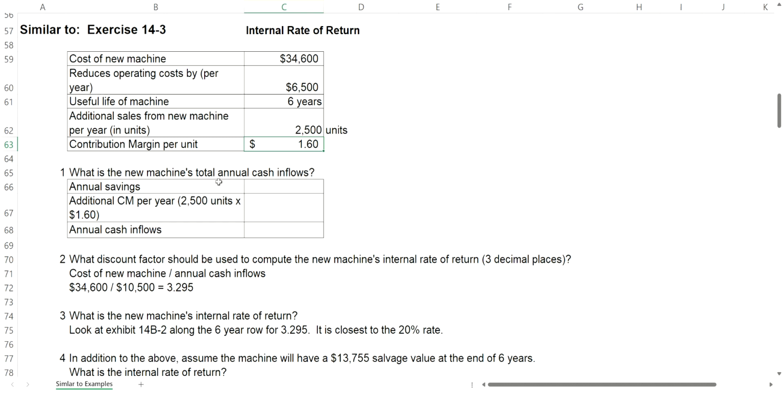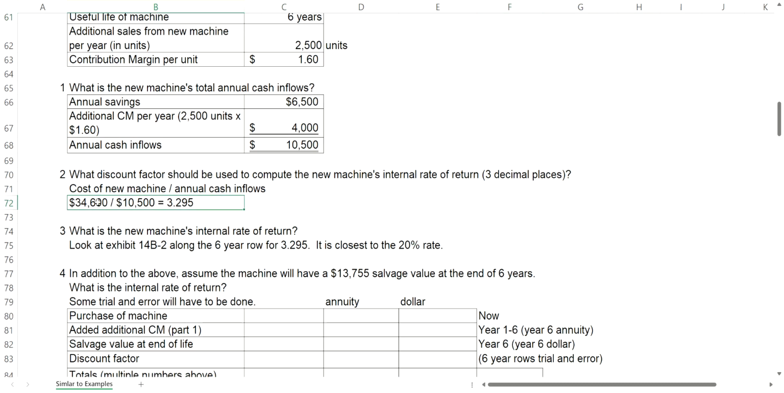So what's the new machine's total annual cash inflows, the additional cash inflows we get from the new machine annually? Well, it would be $6,500, the amount it says we're going to save, plus another 2,500 units can be made at $1.60 per unit. So that gives us additional cash flows of $4,000. So when we add that together, additional annual cash inflows will be $10,500. Okay, keep that in mind, as that will help us with the next two parts.